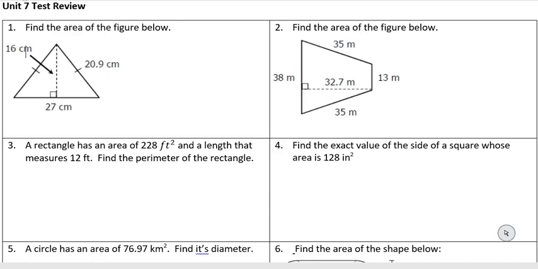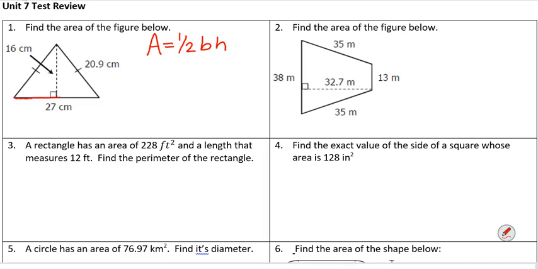So in this video, I'm going to go over the Unit 7 test review, which is on volume. So first of all, number 1 says find the area of the figure below. I notice that this is a triangle, and the formula for a triangle is on our formula sheet. It's 1/2 base times height.